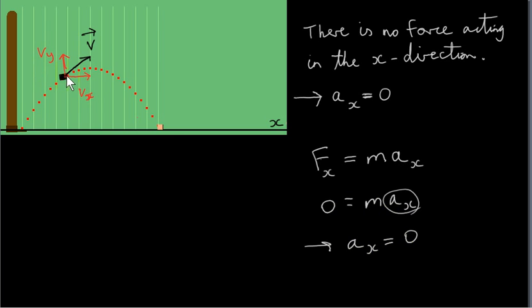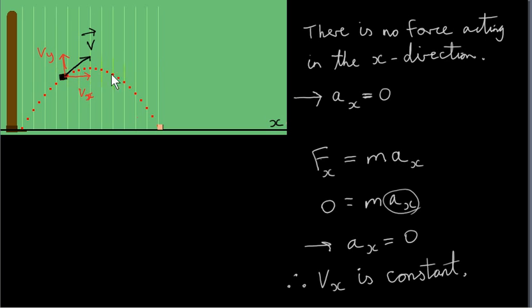So if the acceleration of the mass in the x direction is 0, that means that the x component of the velocity never changes. In other words, Vx is constant. So as you saw in the applet, this vector is constant. It points in the same direction all the time, and its magnitude stays the same.